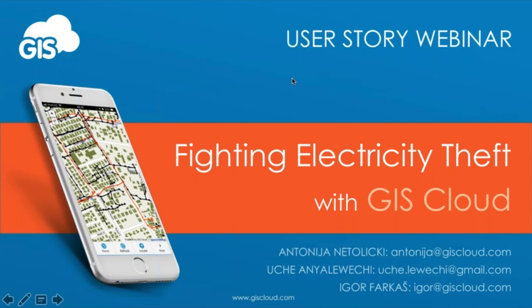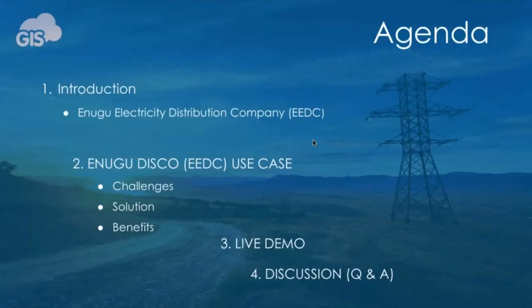Okay, before we start, I wanted to give you an idea about the agenda for today. First, we'd like to make a small introduction about the Enugu Electricity Distribution Company, who they are, what they do, and then talk about their challenges, the solution to these challenges, and the benefits of using GIS Cloud to tackle these challenges. Hopefully the internet connection will be good enough, but we will do a live demo as well. Uche has kindly prepared his maps, so we'll hopefully see the results of their efforts in the field. And then we will do a discussion after the webinar.